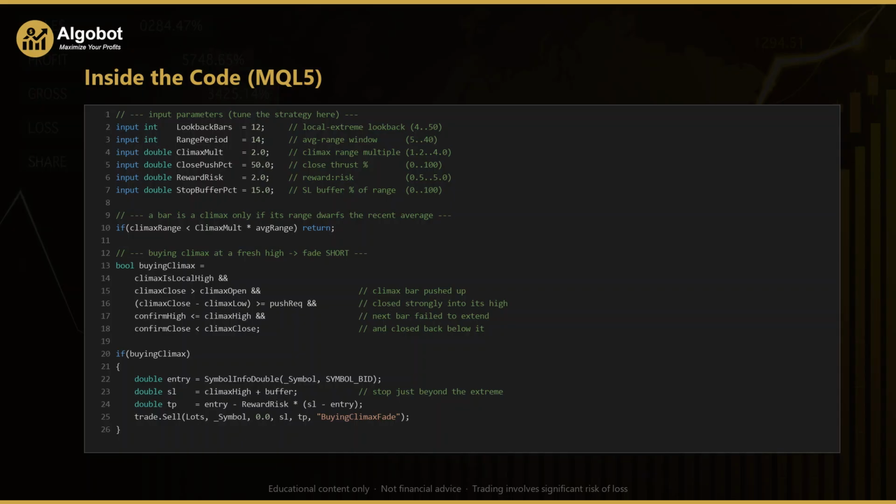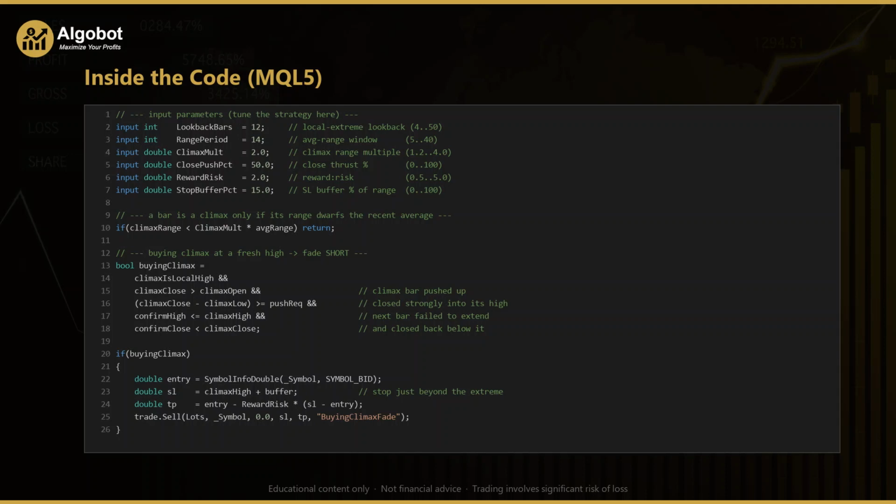Climax multiple is the heart of the filter. Raise it, and only the most violent, oversized candles qualify. Lower it, and the EA becomes more sensitive. Close push percentage governs how decisively the climax must close into its extreme, filtering out hollow candles. Reward risk sets the take-profit distance as a multiple of risk, and stop buffer percentage adds a little cushion beyond the extreme for the stop.